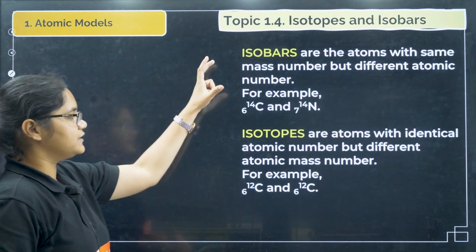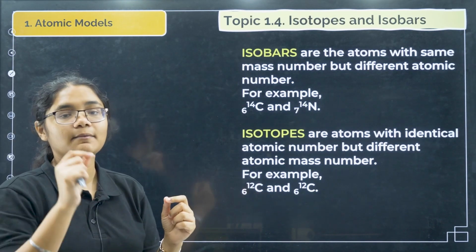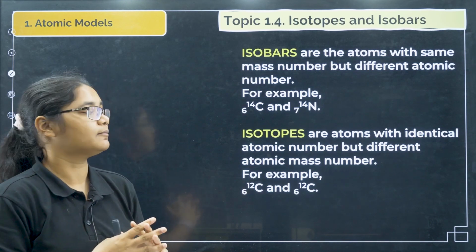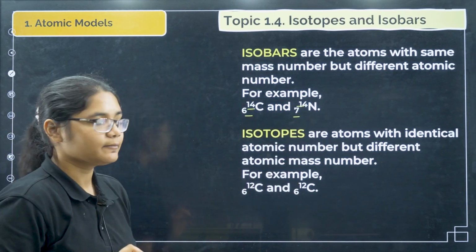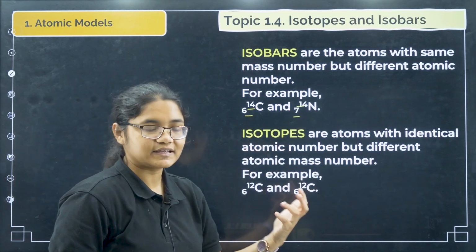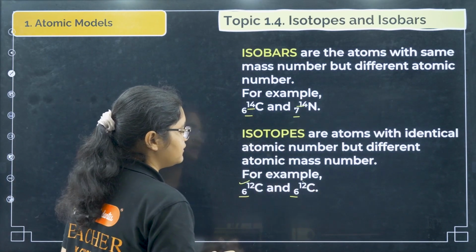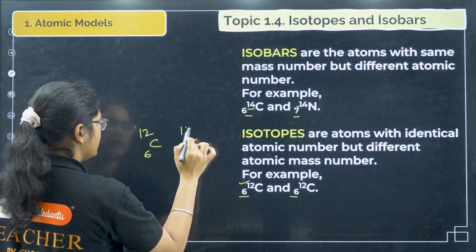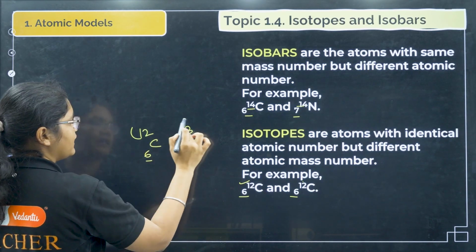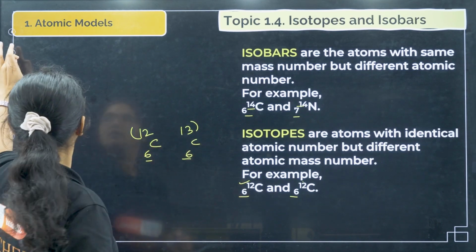Next we have isobars and isotopes. Isobars are those elements where the mass number is the same and atomic numbers are different. Isotopes are those elements where the atomic number is the same and the mass number is different. I have given a wrong example here; it is like this. So you have the same atomic number and different mass number. These are called your isotopes.